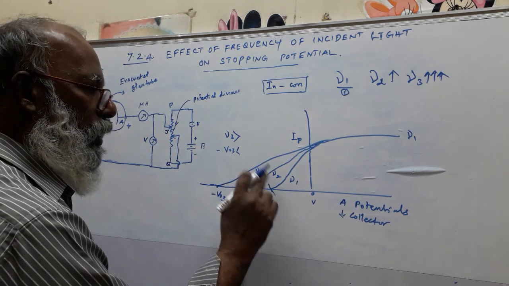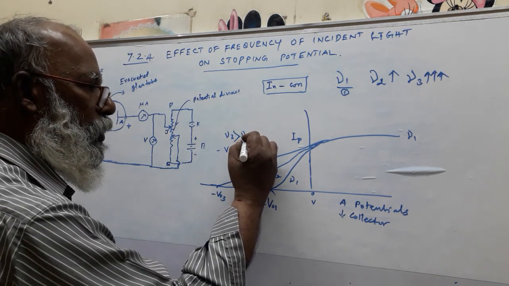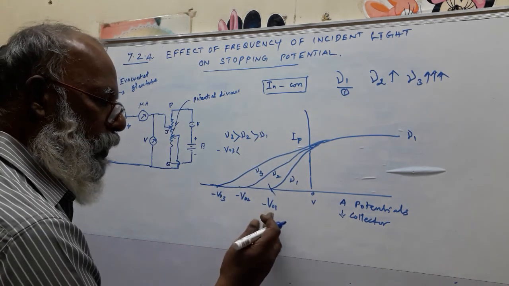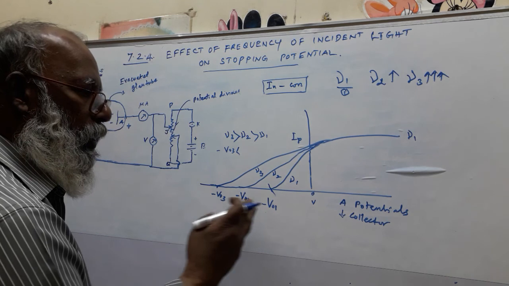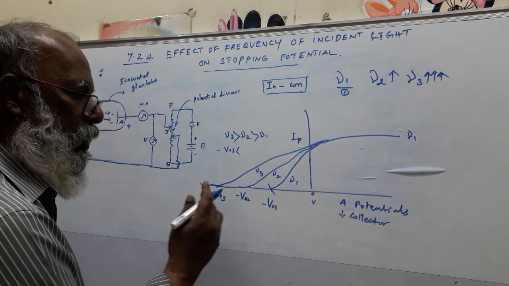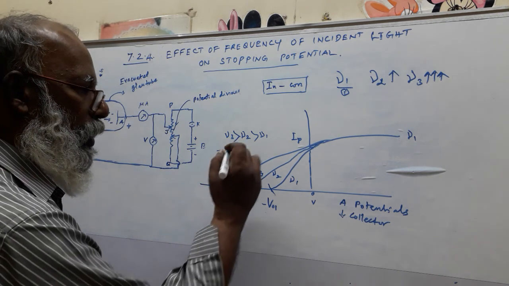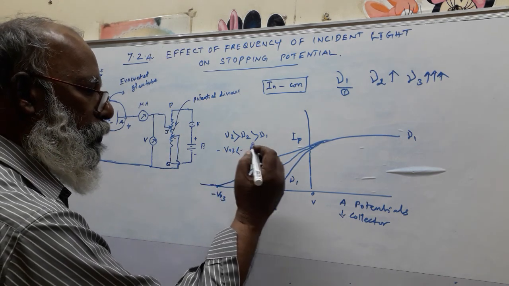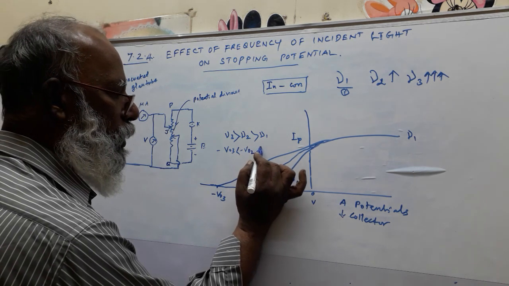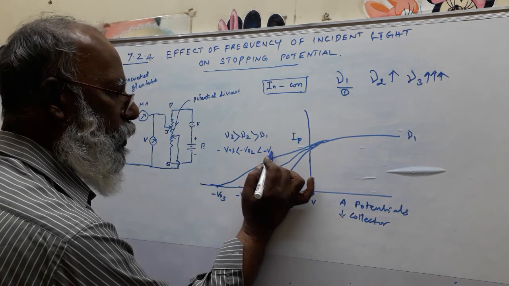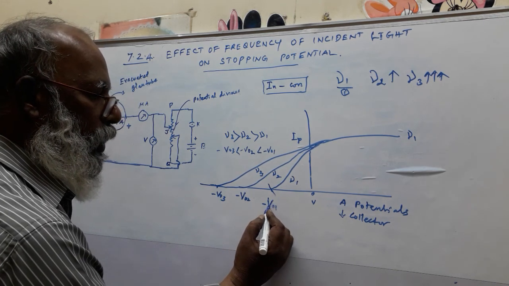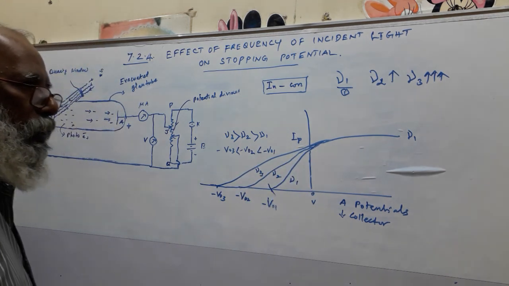nu3 is greater than nu2 and greater than nu1, but stopping potential increase means the negative value increases. That's why minus V03 is less than minus V02, which is less than minus V01. This is the result that we are obtaining from this experiment.